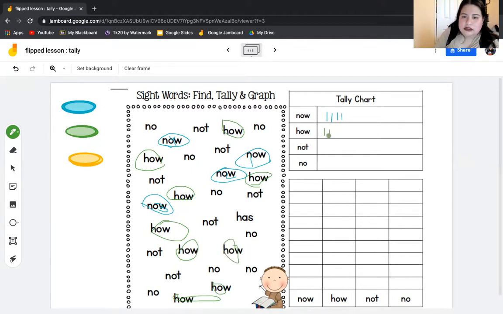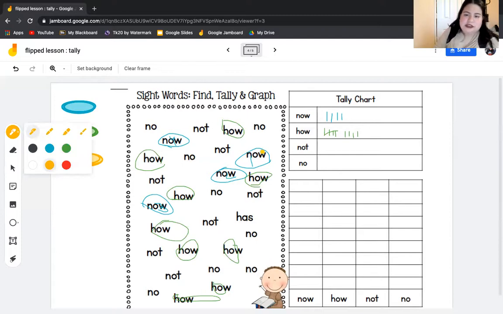1, 2, 3, 4. And remember, once we get to 5, we diagonal. 6, 7, 8, 9. Awesome job.